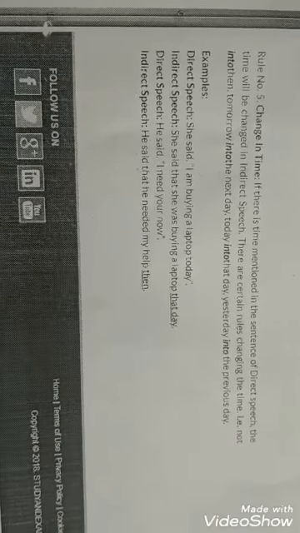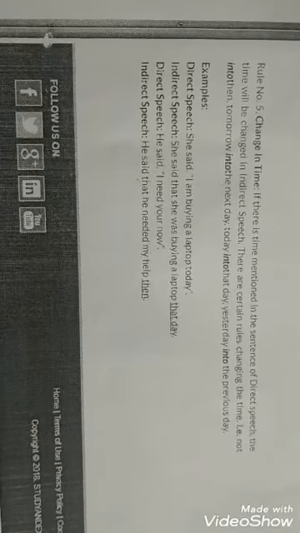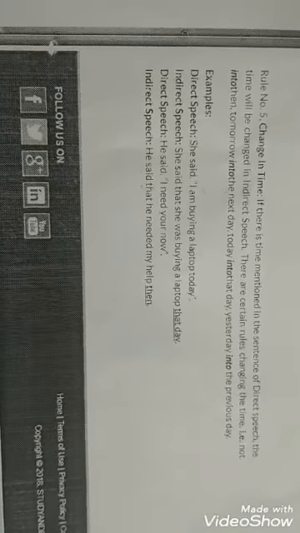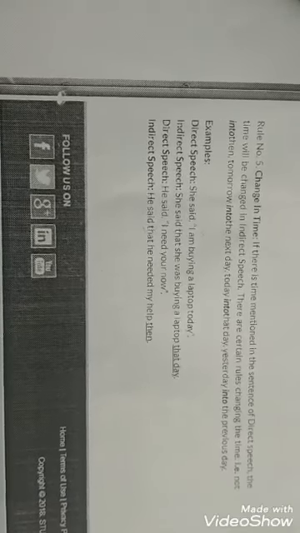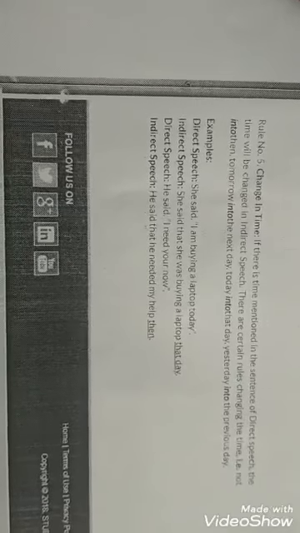Rule number 5 is change in time. If there is time mentioned in the sentence of direct speech, then the time will be changed in the indirect speech. That is why, if there is a change in time in the indirect speech, then we will make the change according to the first part of the sentence while making indirect speech. For example, she said, "I am buying a laptop today." And indirect speech is that she said that she was buying a laptop that day.